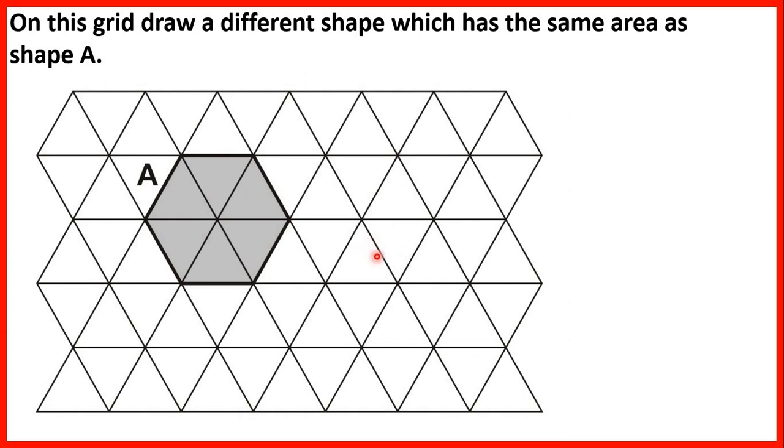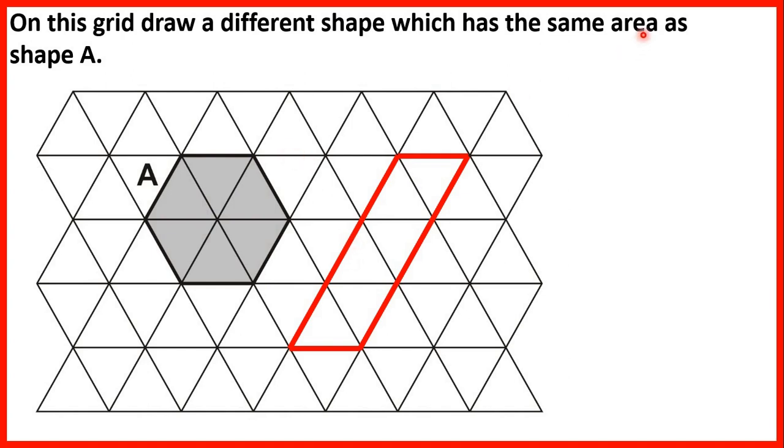So if we're going to draw a different shape which has the same area, we need to use 6 triangles. Now we could draw any shape as long as we have 6 triangles on the inside. So here I've drawn a parallelogram, but there are many different shapes that you could draw. As long as you have 6 triangles within your shape, you have the same area as shape A. So lots of possible solutions for this question.